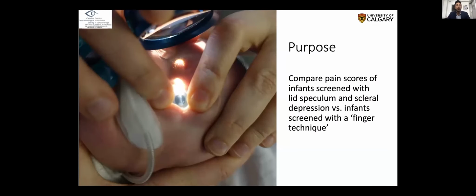An alternative is to perform the exam without the use of lid speculum and scleral indentation, but rather with the use of fingers in appropriate positioning of the patient. As can be seen in this image here, the examiner opens the infant's eyelids by applying gentle pressure to the tarsal edge of the lid margins with the thumb and index fingers, and the baby is rotated appropriately. The purpose of this study was to compare pain scores of infants screened with lid speculum and scleral depression versus infants screened with the finger technique.